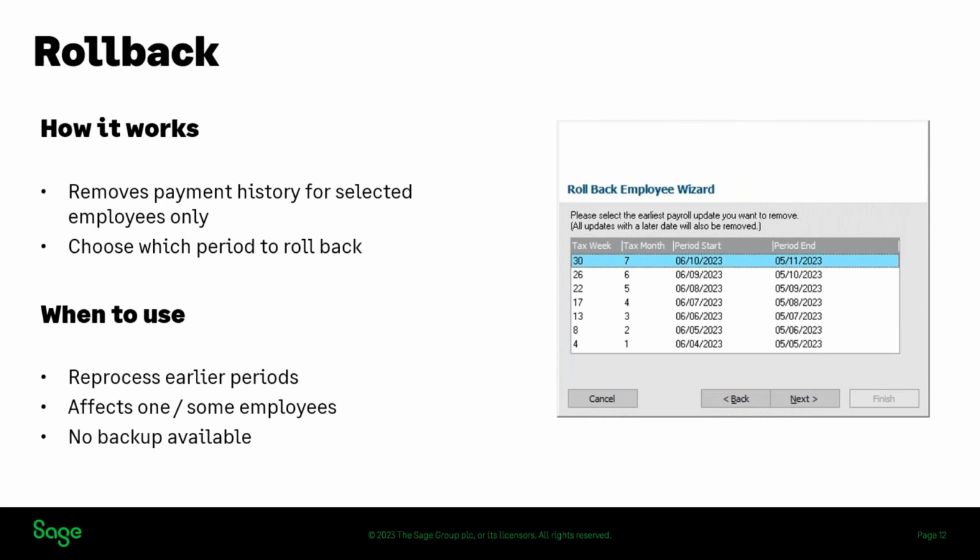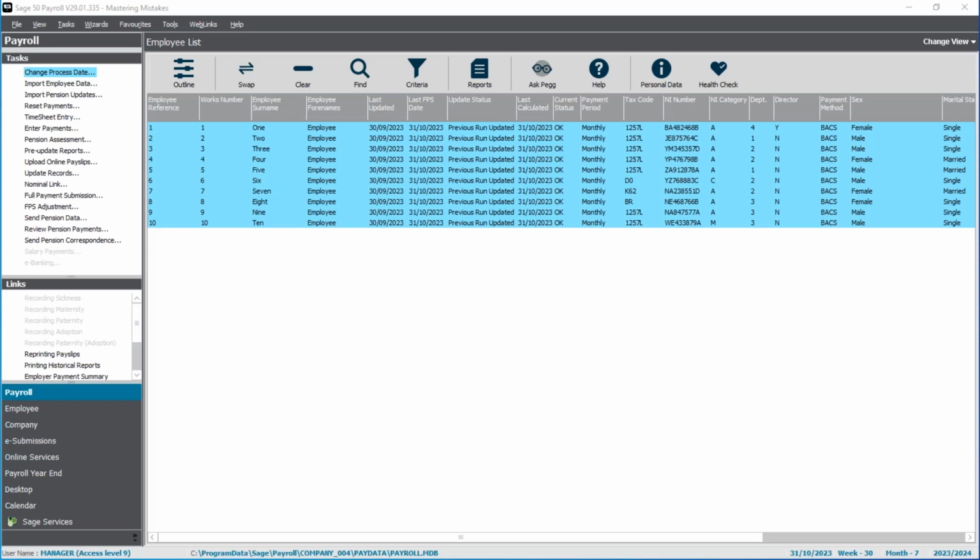So this option is a lot more flexible, and we would suggest you use this if you are needing to reprocess an earlier period, so maybe not the latest payroll that you ran. If you're doing a correction for a mistake affecting just one or some of your employees, or if there's no physical backup available. So maybe you'd switched off the automatic backups, you don't happen to have any of your own backups to hand. So you'll see from the screenshot there, you would choose the period you want to roll back to, and then you can set your date back and reprocess from that point. So let's take a look at that process now.